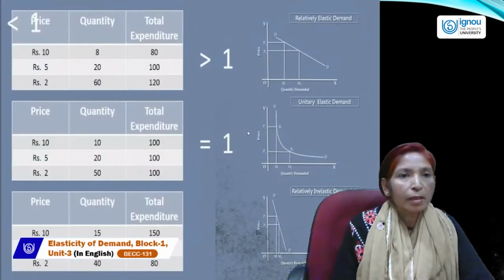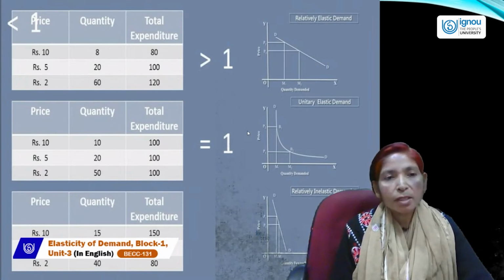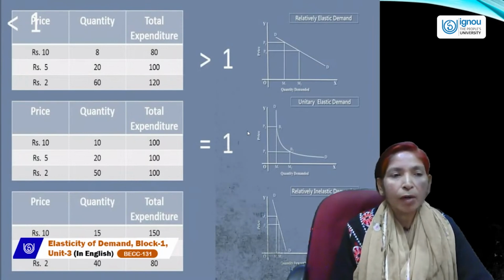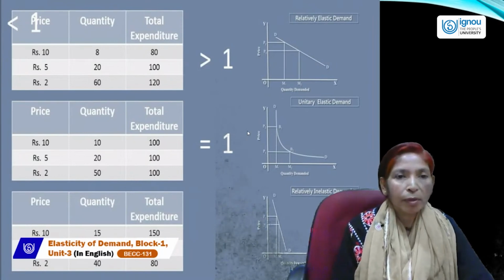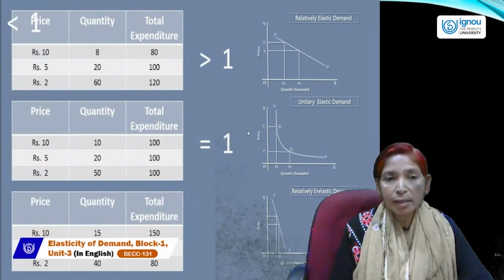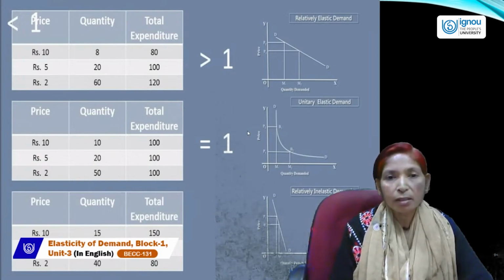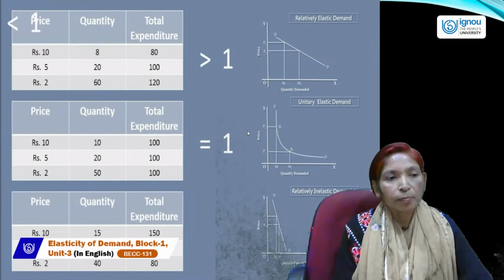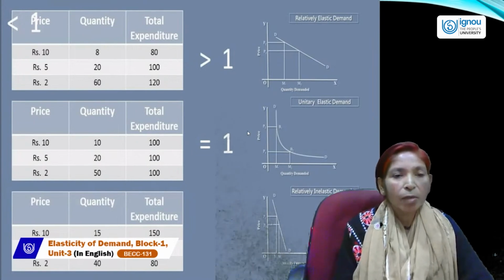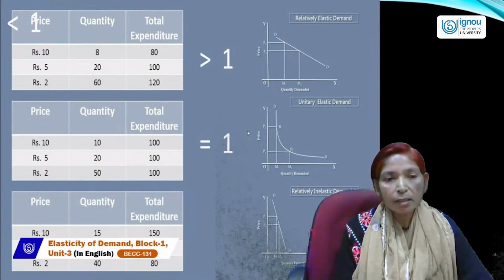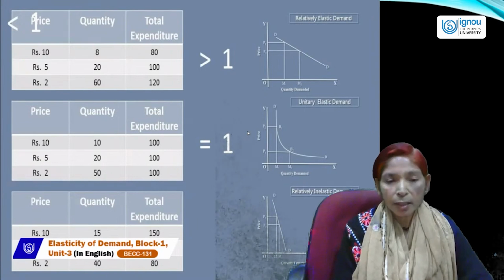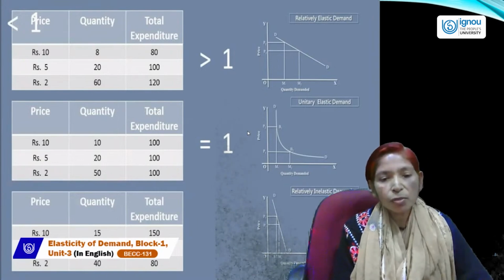For example, here price is 10, 5, 2 and total expenditures are 80, 100 and 120. Due to fall in price, total expenditure is rising. There is an inverse relationship between price and total expenditure. So ED will be more than 1. When price falls but total expenditure remains constant, like 100, in this case, ED will be equal to 1.